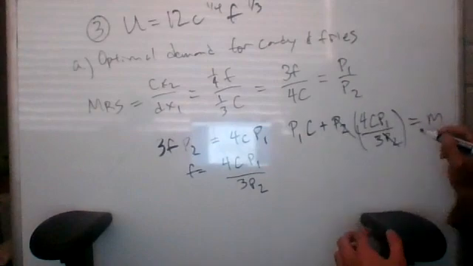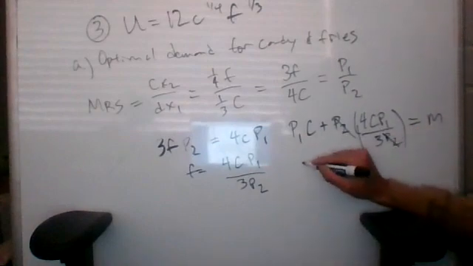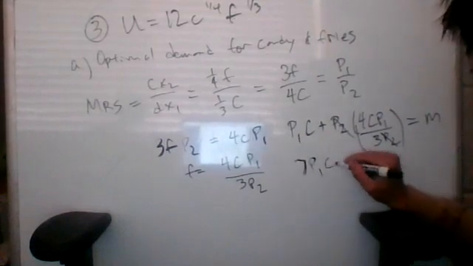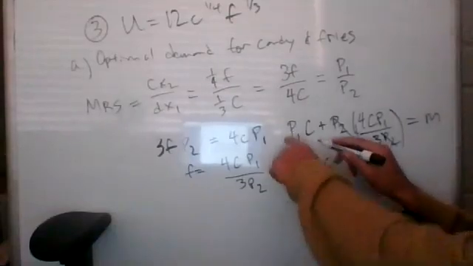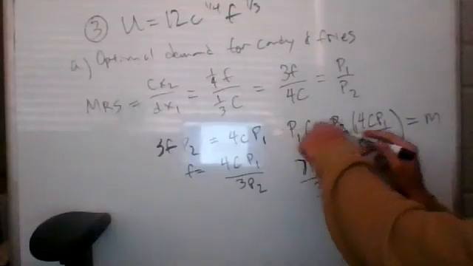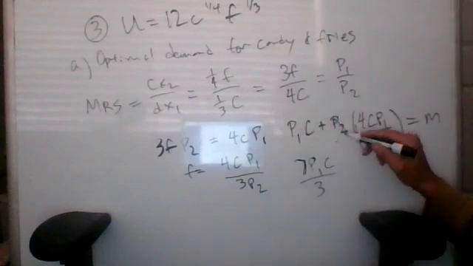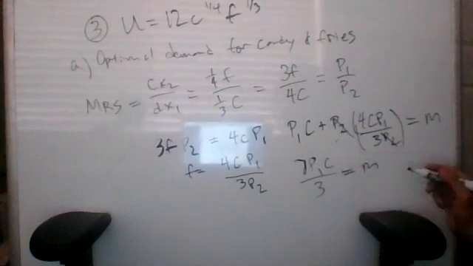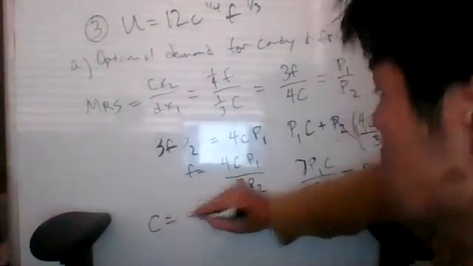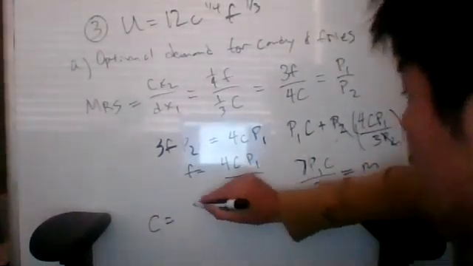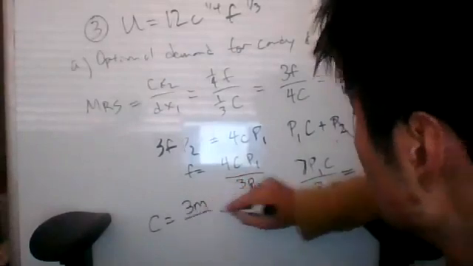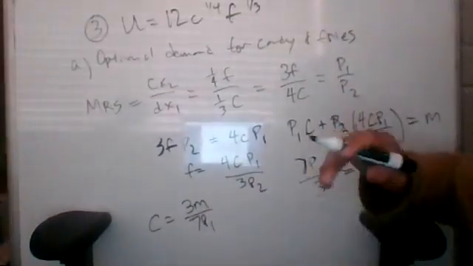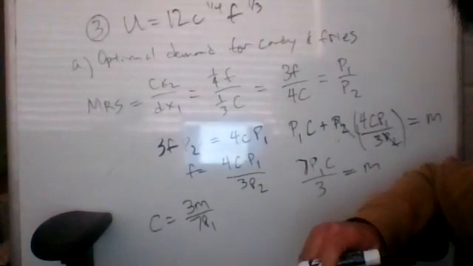So if I were to group this, so this would be 7 P1 C over 3, right? This is pretty much just 3 P1 C over 3. And I add this to this, right? The same denominator, you just add the numerator, right? Is equal to M, right? And I want to find C. So I get that C is equal to 3M over 7 P1. Okay?